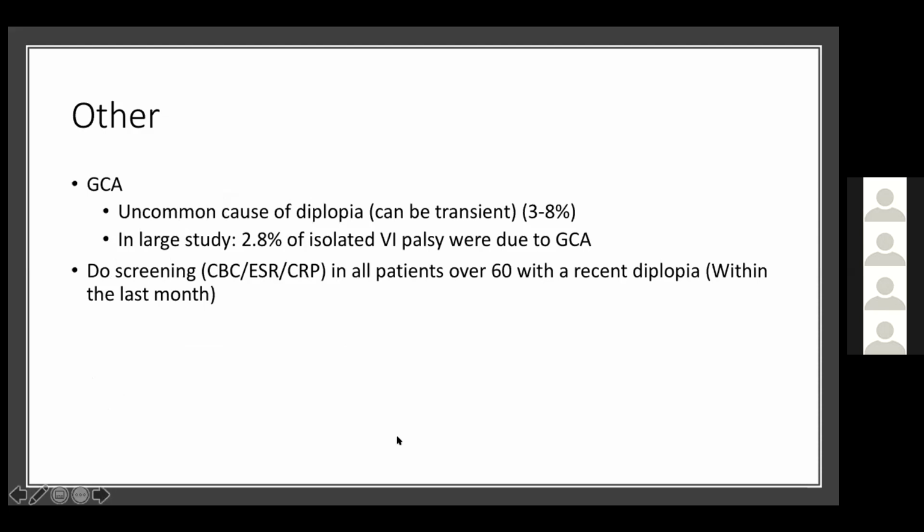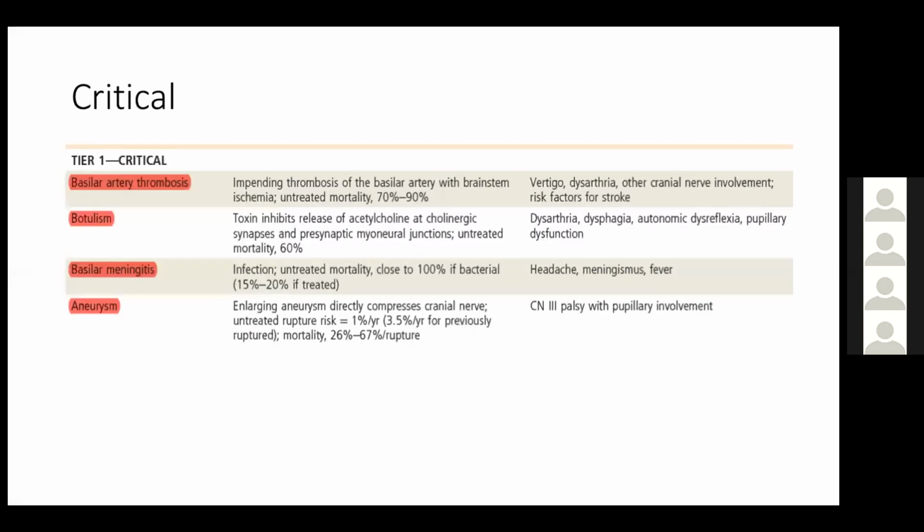GCA is not mentioned in Rosen, so it's not that common as a cause of diplopia. However, it can be transient. So if a patient presents in the right age group, above 60 years old, with a history of transient diplopia or diplopia in the last month, consider this diagnosis and rule it out. At least do screening with CBC, ESR, and CRP in all of these patients, because it has a catastrophic outcome. So keep this in mind.